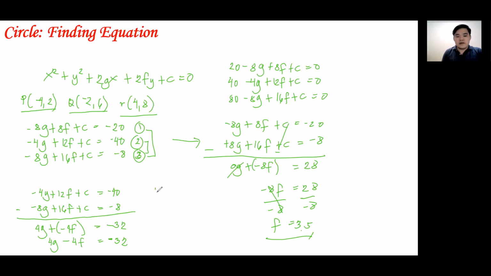So this will become 4G minus 4F is equal to negative 32. And this is 4G now minus 4 multiplied by our F, so that is 3.5, is equal to negative 32. So 4G now minus 3.5 multiplied by 4, I think that is 14. Am I right? So is equal to negative 32. So transposing to the other side, this will become 4g is equal to negative 32 plus 14.